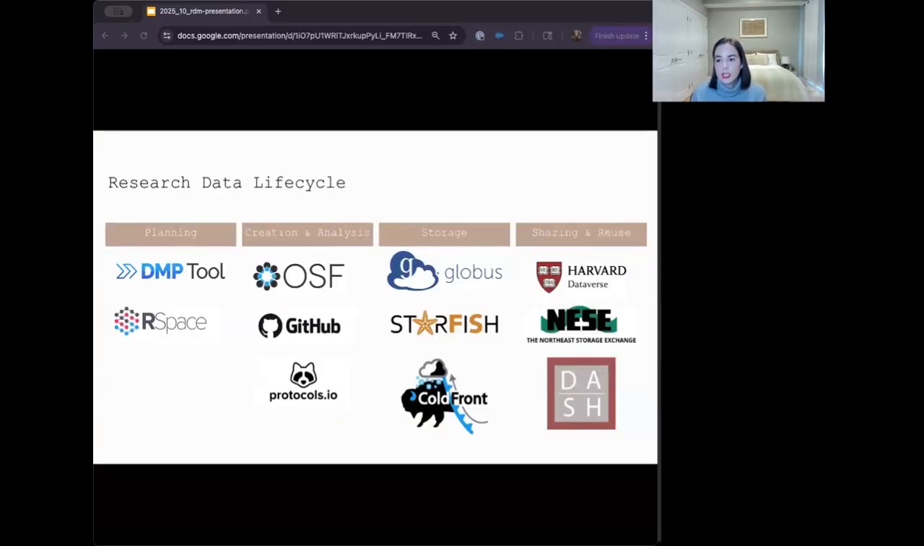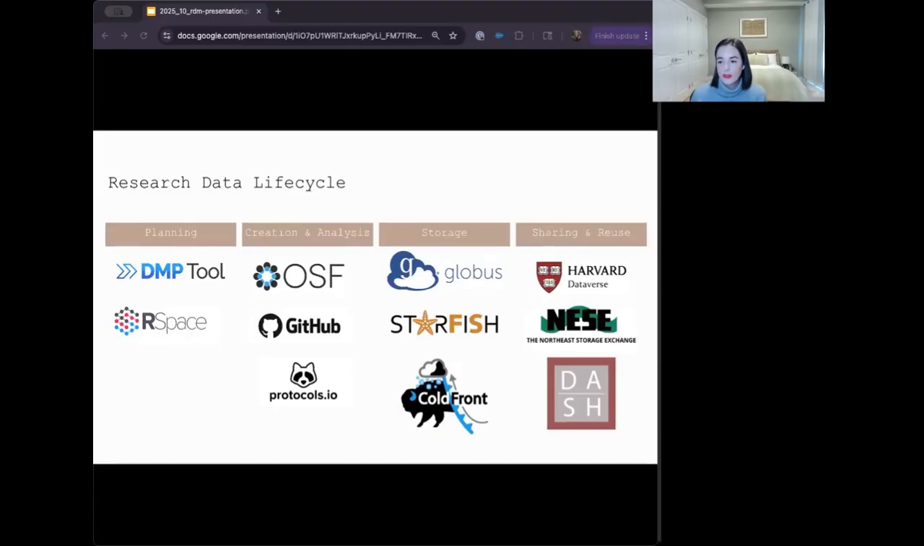To wrap up, I do want to reiterate the various tools and services that we've talked about throughout this presentation, so you can use them as part of your research data lifecycle. So you can help set up your research project by using the electronic lab notebook like RSpace, and you can develop a data management plan using the DMP tool. As you start to analyze your data, you can use tools like protocols.io, GitHub, OSF to help track data, code, and protocols throughout your project.